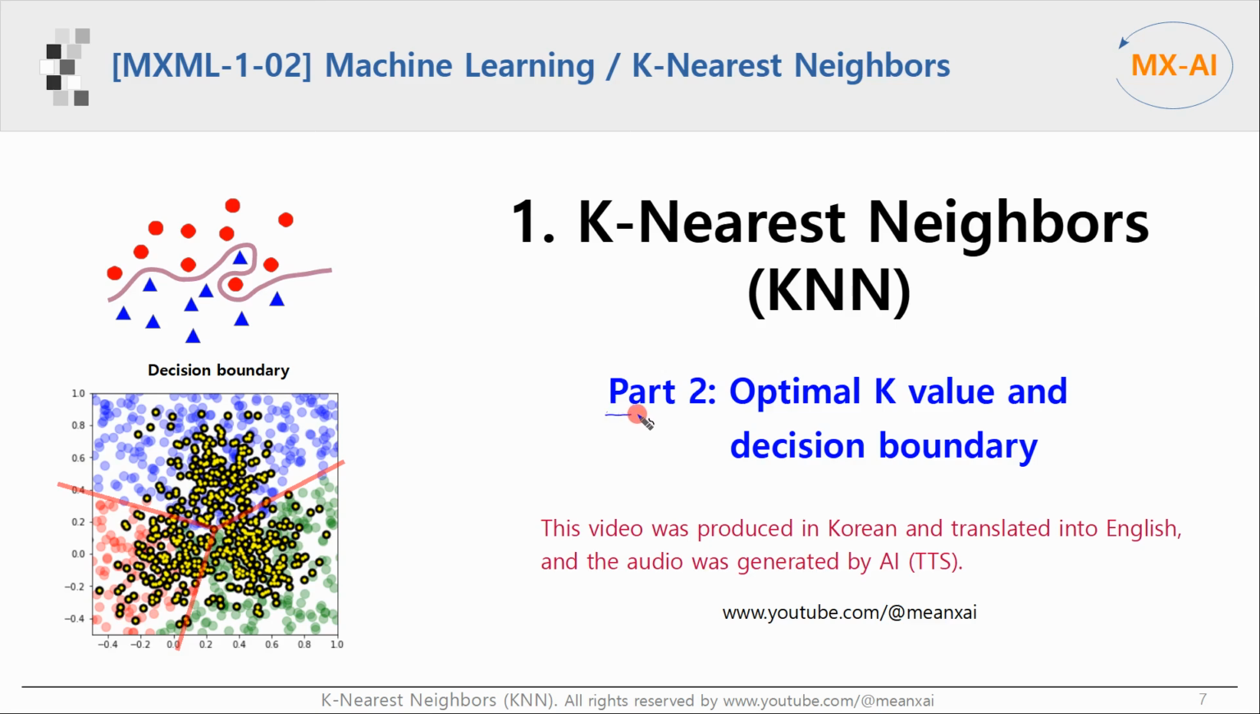This is part 2 of a series on KNN. In this video, we will learn about the optimal k-value and decision boundary for KNN classification.